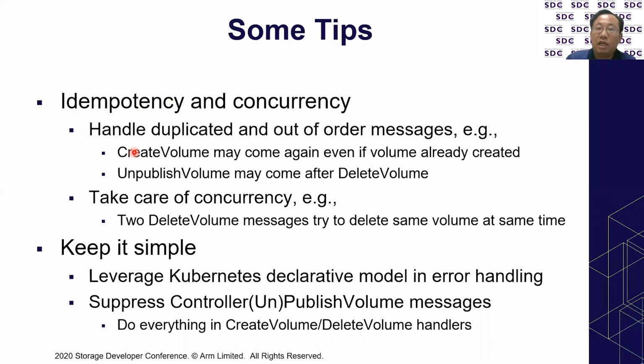If you didn't handle it correctly, then you will create two volumes of the same thing, which may cause some troubles. Another thing is that messages may be out of order. For example, normally when we want to tear down a volume, the API server will first send unpublish volume and then send delete volume.